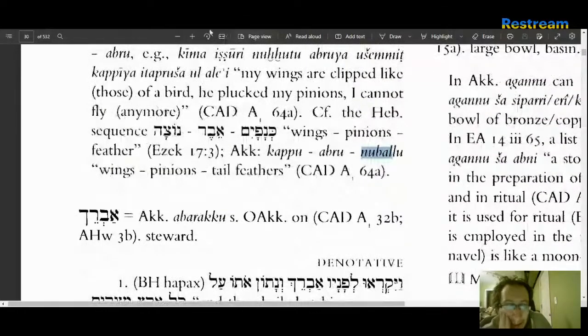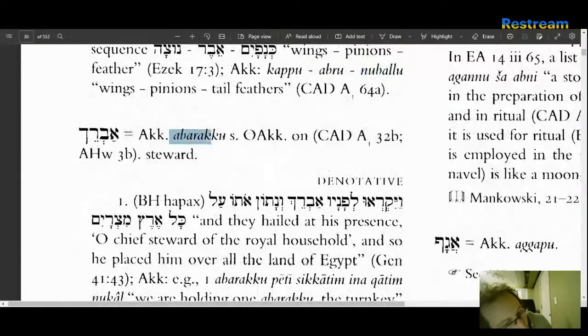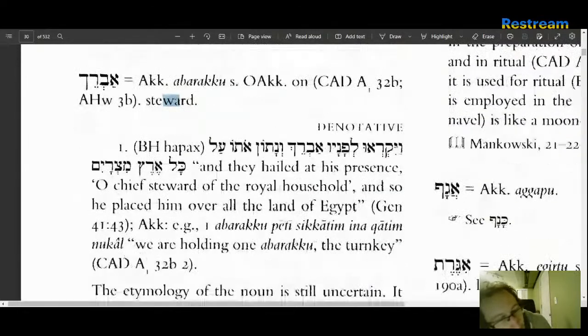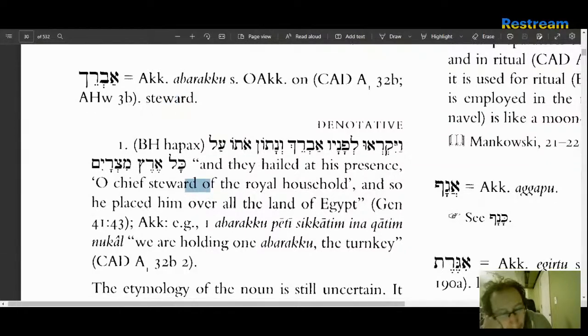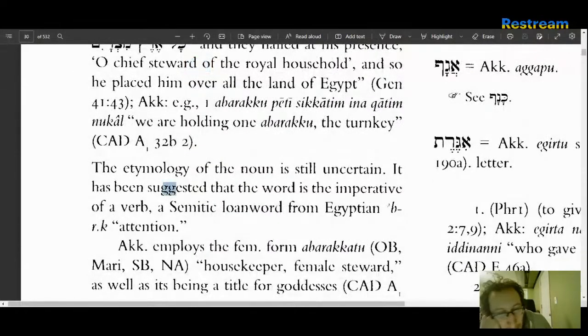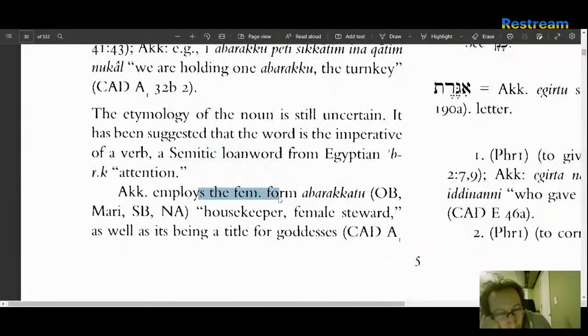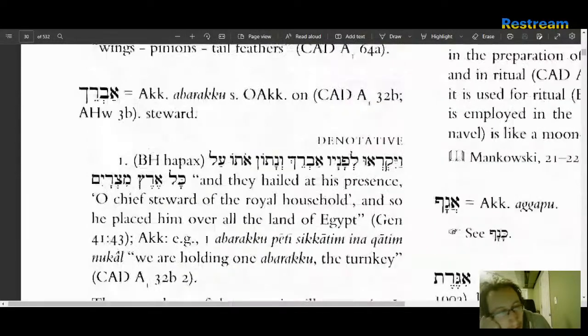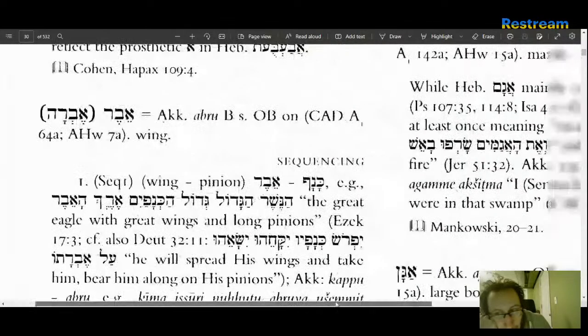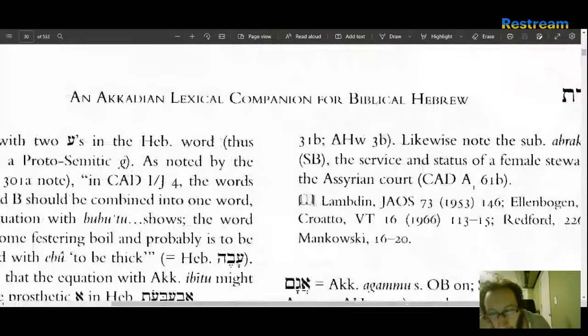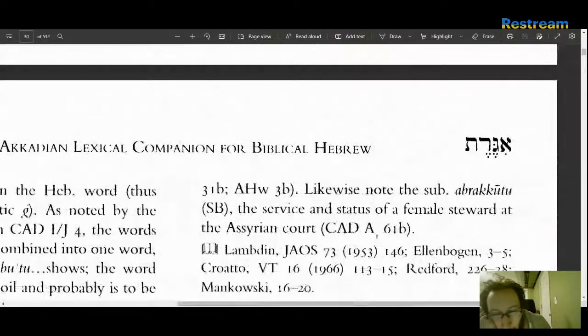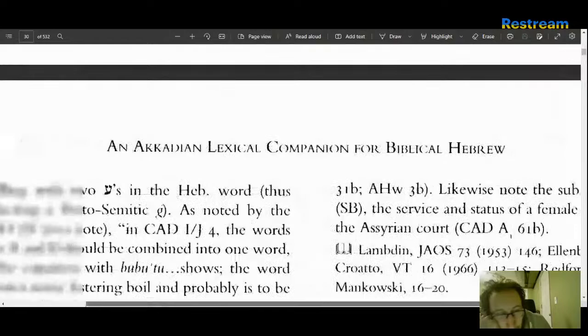Okay, so let's see. They say the next word here is abarak. So that is an Egyptian loan word, it looks like. But it's in Akkadian, early Akkadian onward. So it means steward. So in Biblical Hebrew, it only occurs one time. It's in Genesis. So chief steward of the royal household. The etymology of the noun is still uncertain. It has been suggested that the word is the imperative of a verb, a Semitic loanword from Egyptian. Akkadian employs the feminine form abarakatu, as well as its being a title for goddesses. So this word occurs only one time in the Bible, but it's a common word in Akkadian. So it shows that it's an ancient form of Hebrew, but it was lost in later Hebrew. No other text in the Bible used that word, only in Genesis and in Akkadian. So interesting.